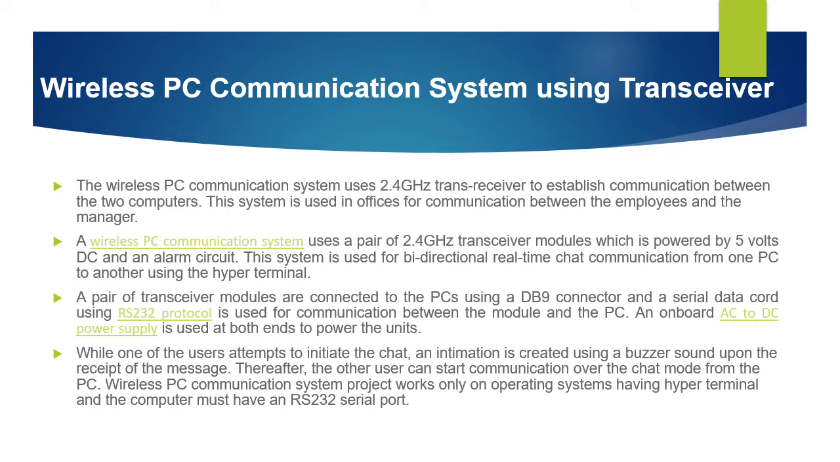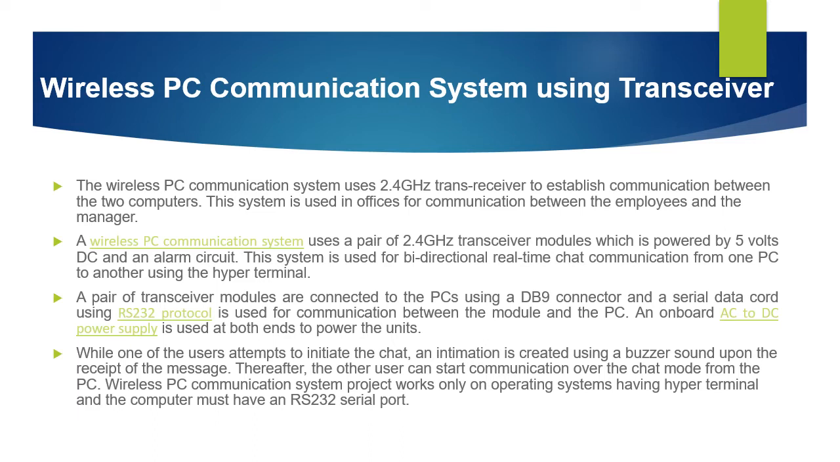A pair of transceiver modules are connected to the PCs using a DB9 connector, and a serial data card using RS-232 protocol is used for communication between the module and the PC. An onboard AC to DC power supply is used at both ends to power the units. While one of the users attempts to initiate the chat, an intimation is created using a buzzer sound upon the receipt of the message. So buzzer is used to indicate to initiate the chat. Thereafter, the other user can start communication over the chat mode from the PC.